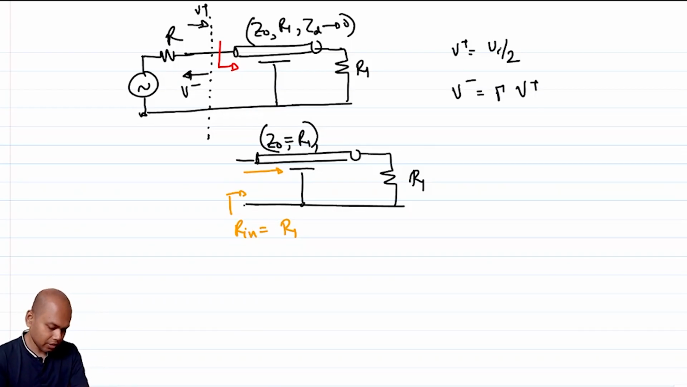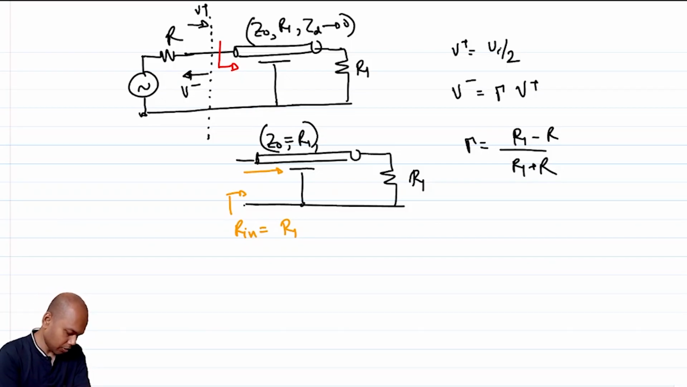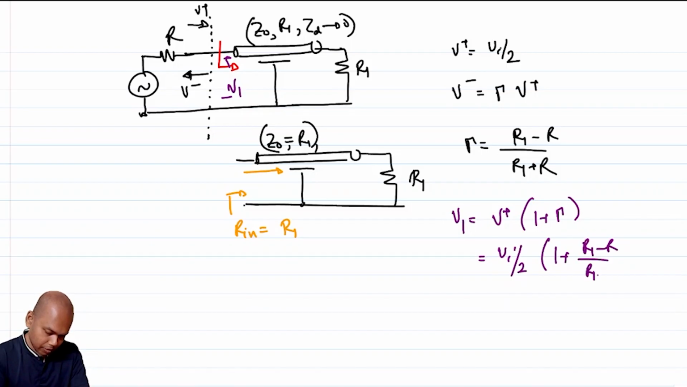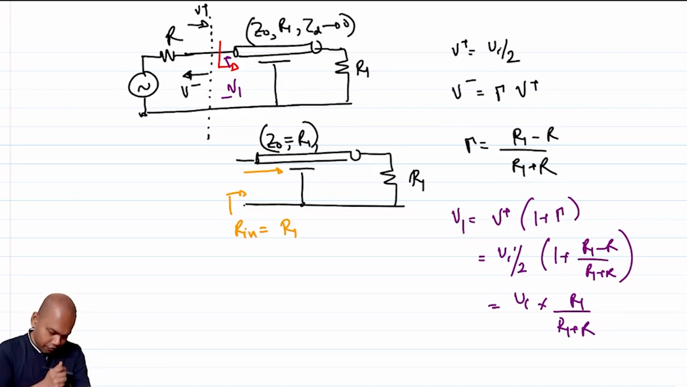So what is V minus then? What is gamma then? Then essentially gamma is equal to R1 minus R by R1 plus R, which means your total voltage, that is V1 at this port. I'm calling this port V1, right? Total voltage V1 is V plus times 1 plus gamma, which is Vi by 2 times 1 plus R1 minus R by R1 plus R, which is Vi times R1 by R1 plus R. Okay, fine. So as far as V1 is concerned, this is the total voltage, right?